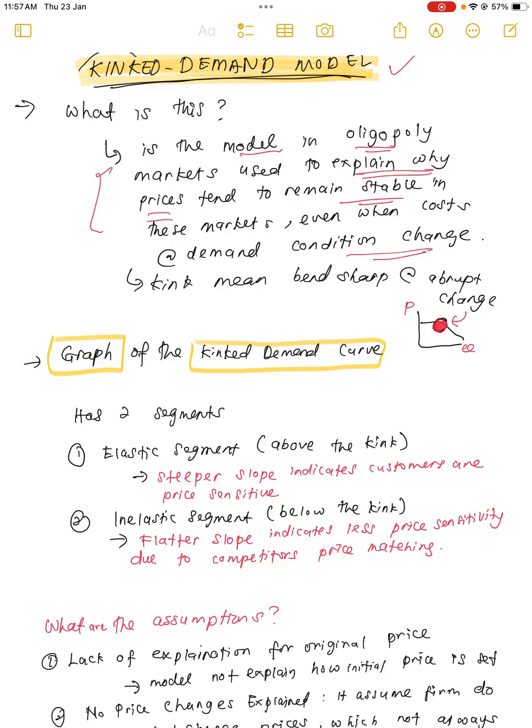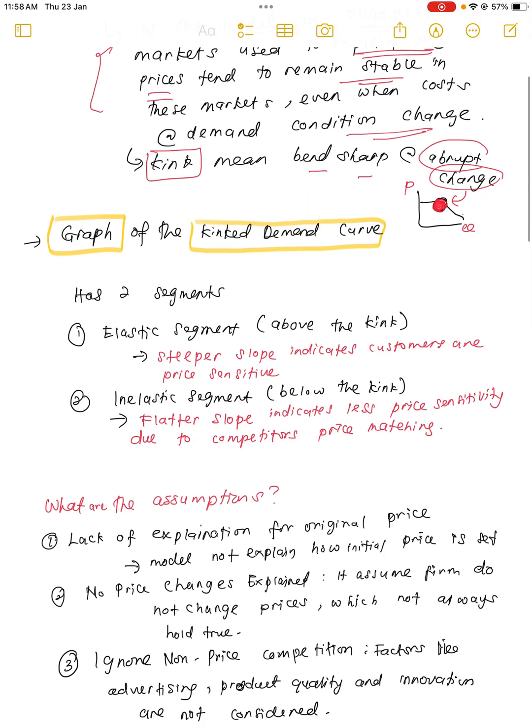So when we take a look at the name of the Kinked demand model, the name is Kinked. This means a bend shape or abrupt change. What does it mean by abrupt change? It means there is a sudden bend here. It's elastic here, it's inelastic here. So this is what is meant by Kinked. It's a bend.